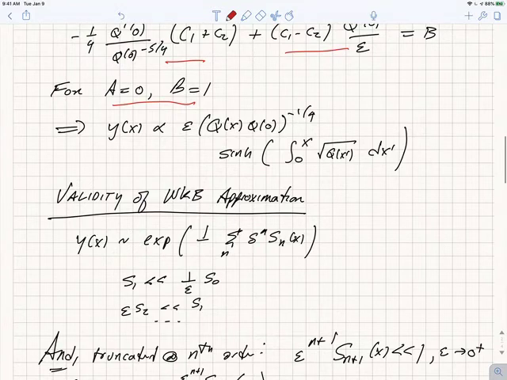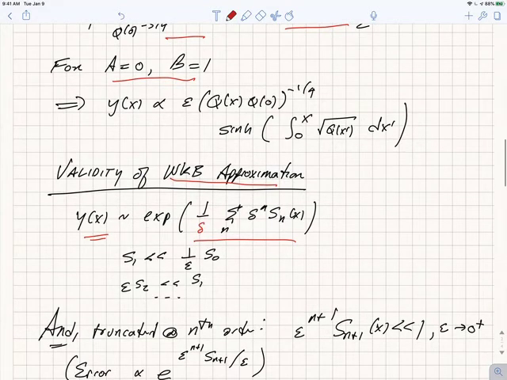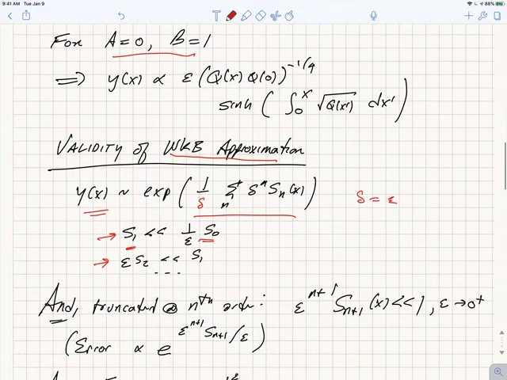Now, where is this WKB approximation valid? This is the kind of asymptotic expansion that we're looking for. The exponential of 1 over delta, sum on n, delta to the n, s to the n. So we certainly need each successive term in the expansion to be smaller than the preceding term. So 1 over epsilon, right, delta equals epsilon. 1 over epsilon s0 had better be greater than s1. S1 had better be greater than epsilon s2, etc.